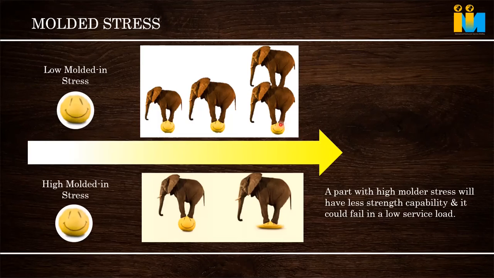How does it behave in application? In the first case, we give a load. This small elephant shows a small load, and there is no issue. We give a bigger elephant, meaning a higher load. This part will not fracture, will not fail. And third, we give both elephants together, and it still withstands, meaning it withstands the application for a longer time without failing.